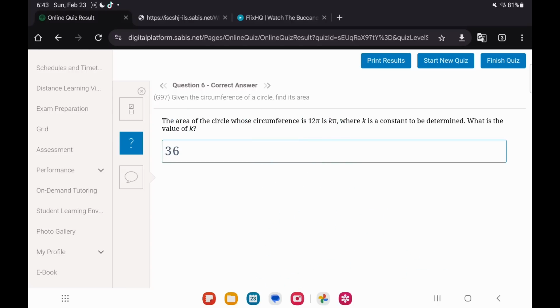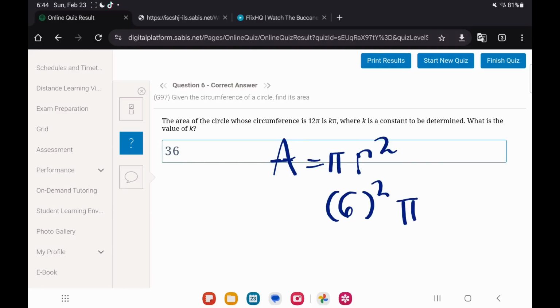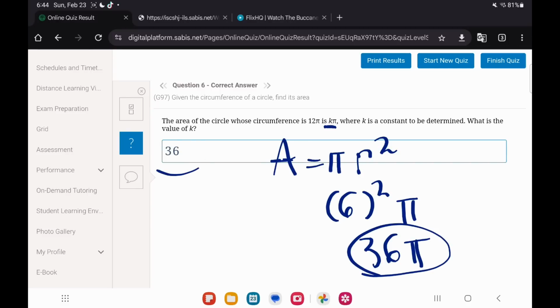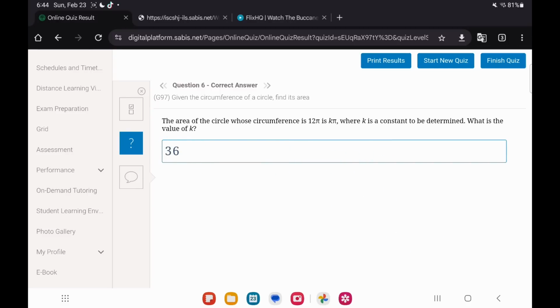So our radius is equal to 6, and we know that area equals pi r squared, and then 6 squared is equal to 36, and then beside the pi, they're only asking for k, they're not asking for k pi, so our answer is only 36.